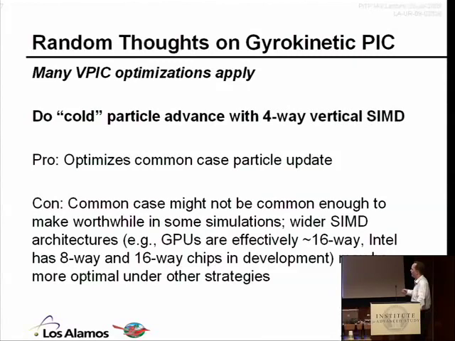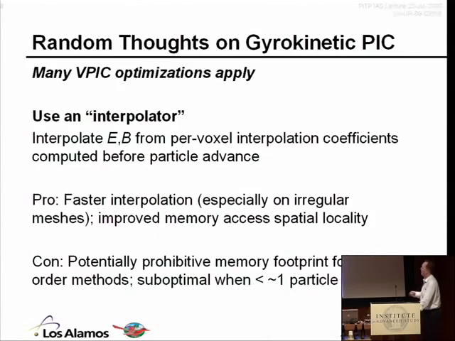The wider SIMD architectures also are starting to change things. Here's another area where if you look at a GPU, effectively it's like a 16-way vector processor instead of a 4-way vector processor. Intel, likewise, has wider vector chips in development. And so this code might not be sufficient in 5 years. But again, you have to always think and know what you're going to be running on.